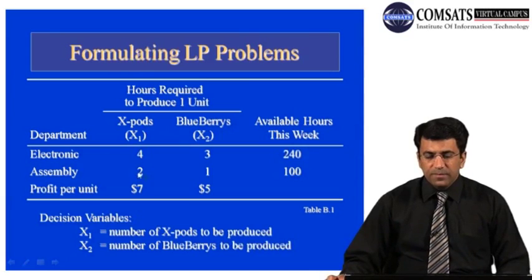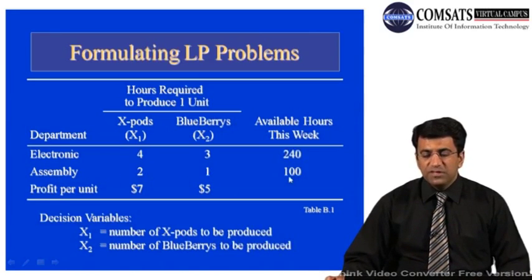Then again, what is this 2? There are 2 assembly hours required to produce 1 unit of exports. There is 1 working hour required to produce 1 unit of blueberry. So these are the assembly constraints. And what are the total assembly constraints? That is 100 hours. We cannot work more than 100 hours for the production of these products.